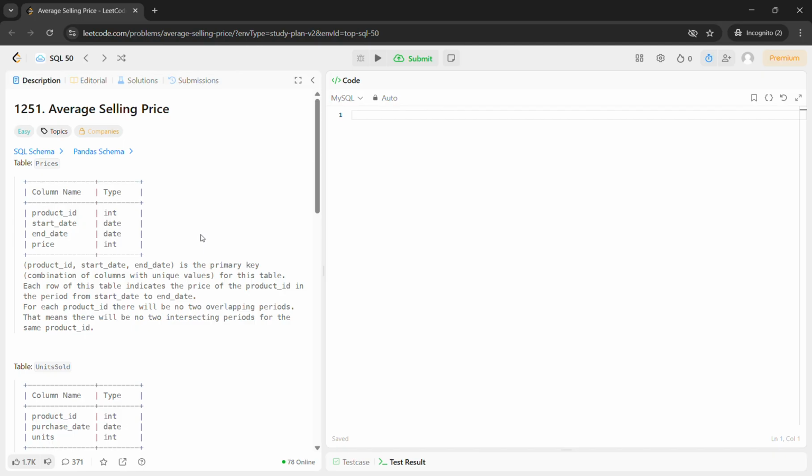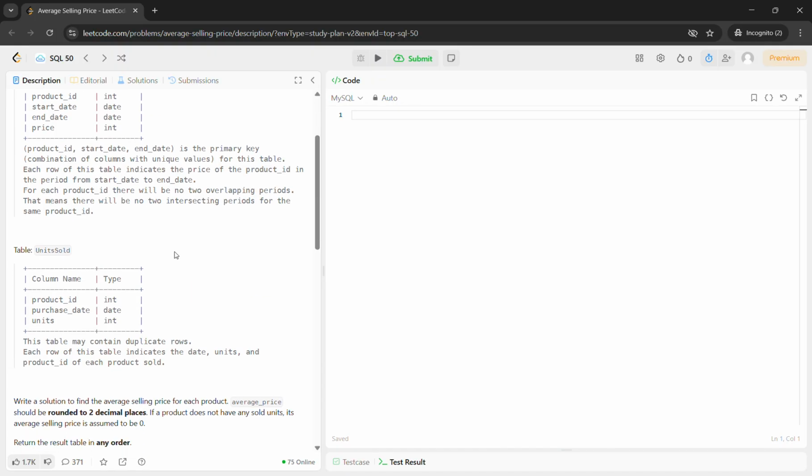Average selling price. We have a table prices which has 4 columns: product ID, start date, end date, and price. Product ID, start date, end date is the primary key. Each row of this table indicates the price of the product ID in the period from start date to end date. That means a product is there from a start date to an end date, so a time period is there. Let's say from 1st January to 30 January, and the price during that time period is in the prices table.